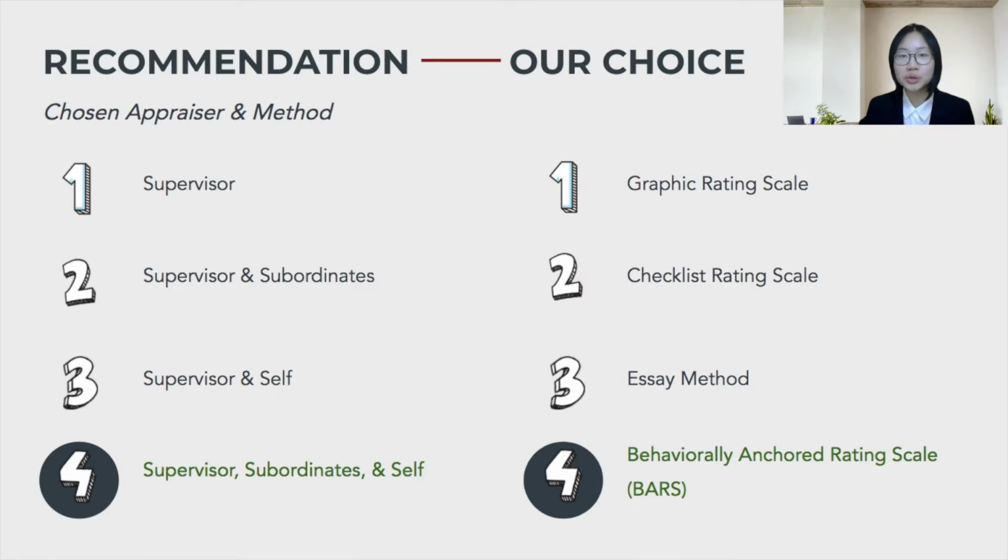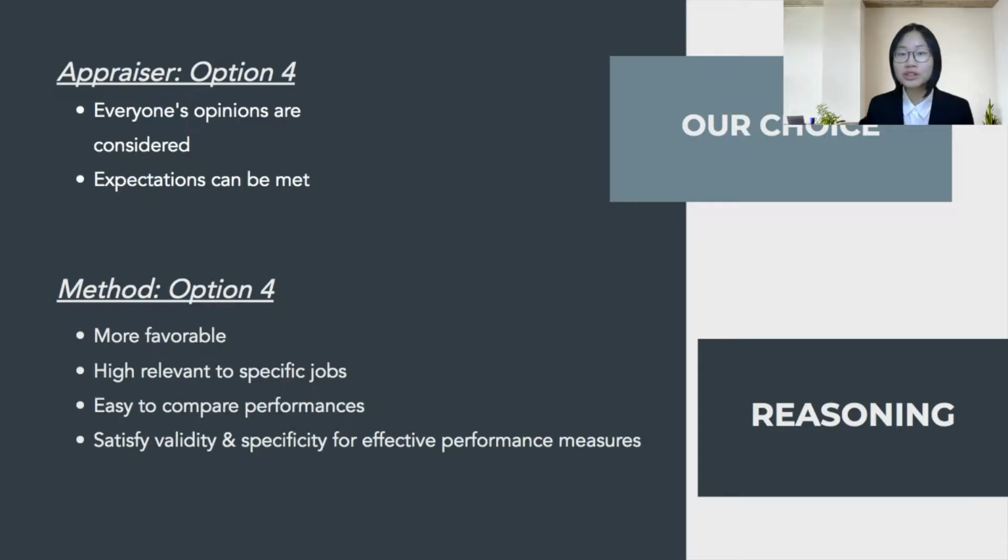In responding to the incidents, our chosen appraiser and method recommendation would be: appraisers should include the supervisor, subordinate, and self, and the method would be the behaviorally anchored rating scale, BARS. The reason we chose this option is that including the supervisor, subordinate, and self as appraisers will help the company ensure everyone's opinions are considered and reduce bias over one another. Individuals can know what is expected of them and how they can meet the expectation.